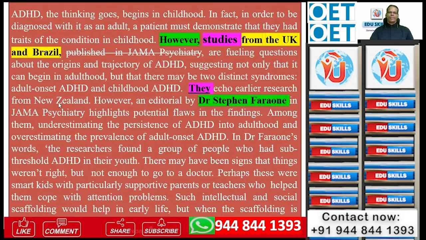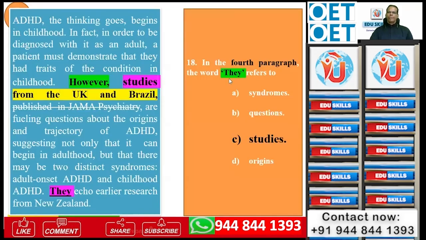"They echo earlier research from New Zealand." It means these studies give the exact opinion as earlier research from New Zealand. These studies from the UK and Brazil also echo earlier research from New Zealand. So "they" is the pronoun used, a referent used for studies. And this name leads you to the answer, again a clue to reach the answer immediately. In the fourth paragraph, the word "they" refers to syndromes, questions, studies, origins. So definitely it is studies, whatever comes prior to that. They: previous sentence, the subject, next pronoun.